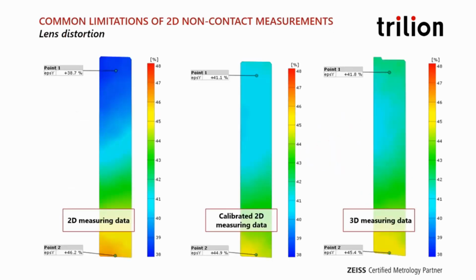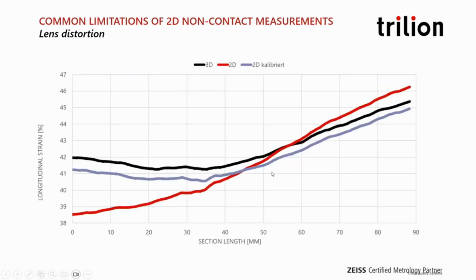Here we have just an example of comparing the 2D measuring data to a calibrated 2D measuring data and how that compares to the 3D measuring data. As you can see, obviously the 3D camera is going to be a lot more accurate. But as you continue with the testing, you can see how much it can deviate depending on what area you are looking at.